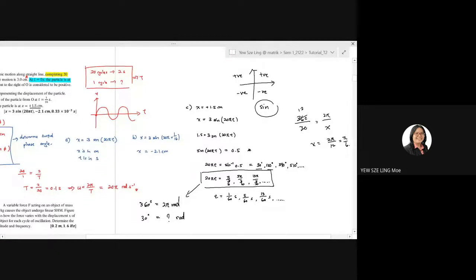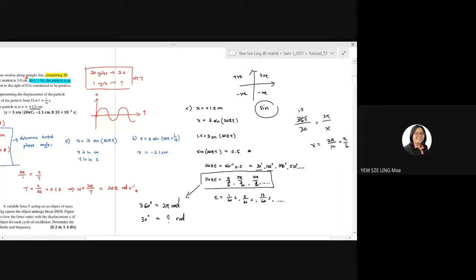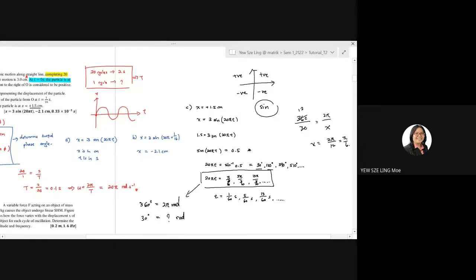Okay, the answer given here is wrong. Yeah, everything should be over 6. Okay, good. Thank you very much. So everything should be over 6. So how about the final answer? Is it correct?